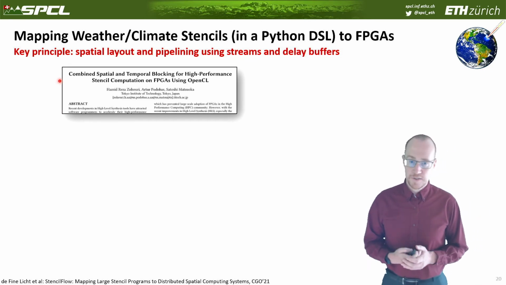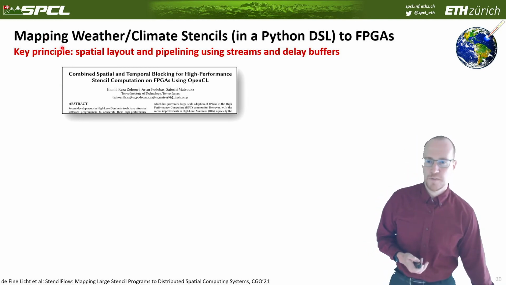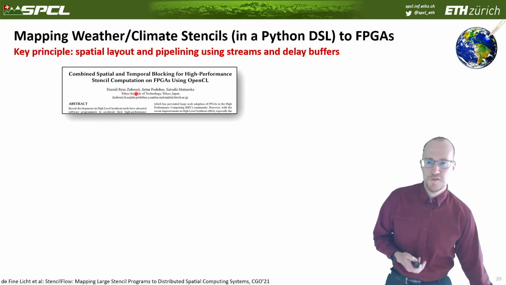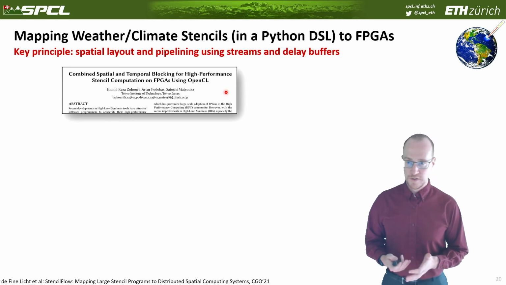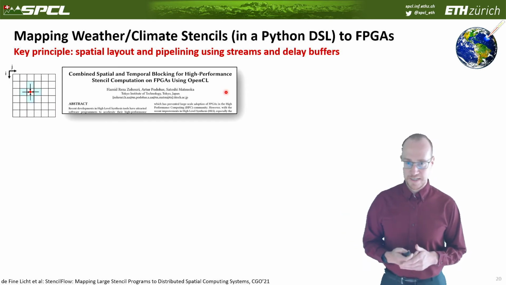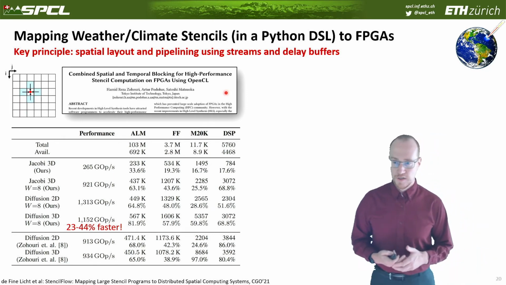Well, let's start with something we can actually compare to other researchers. Here's a wonderful paper that manually tuned spatial and temporal blocking using OpenCL on FPGAs. So this is a manually tuned paper. It uses relatively simple stencils. There are 2 stencils, Jacobi 2D and 3D, and diffusion 2D and 3D.